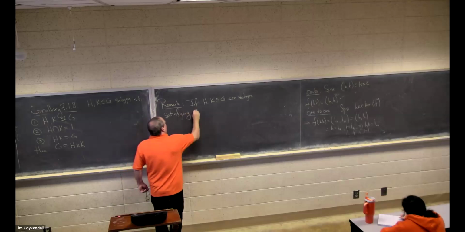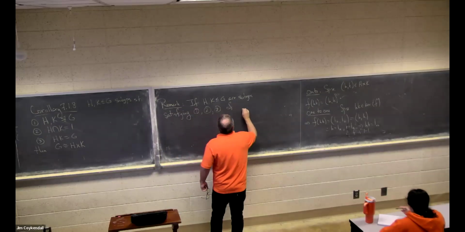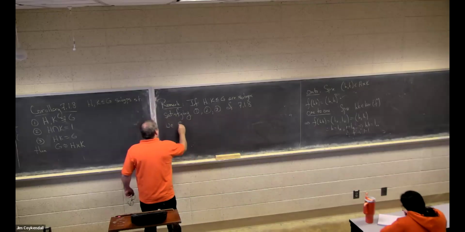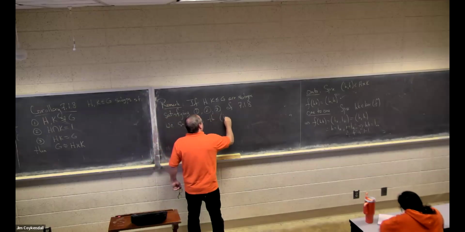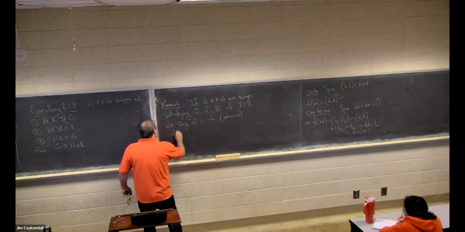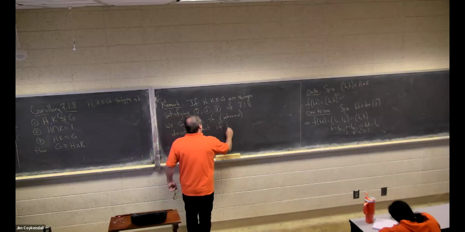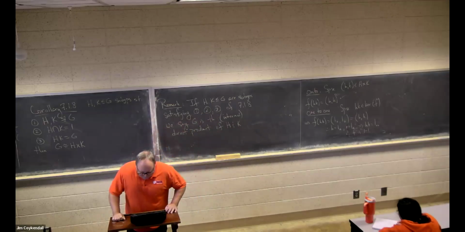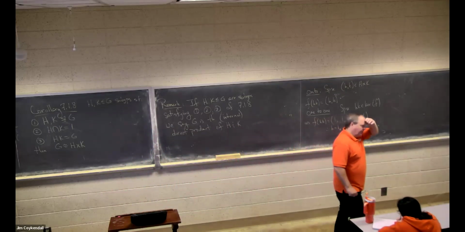That's fine. 1, 2, 3, 7, 1, 8. We say G is the internal direct product of H. Now, I threw in "external." What's all this internal external crap?